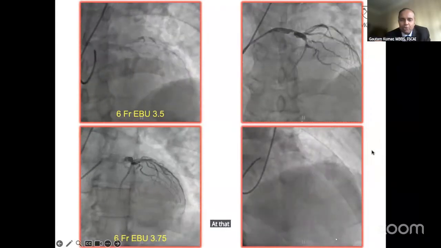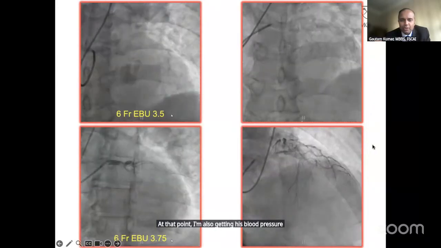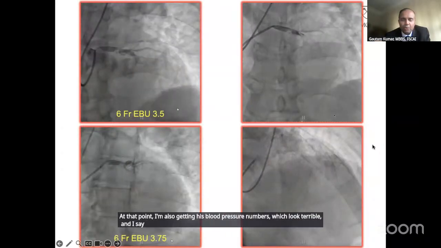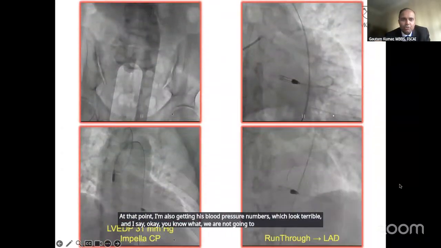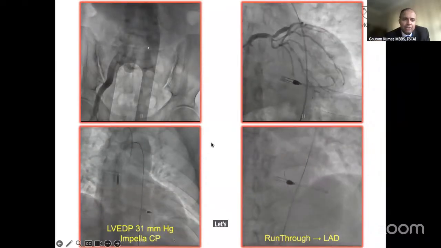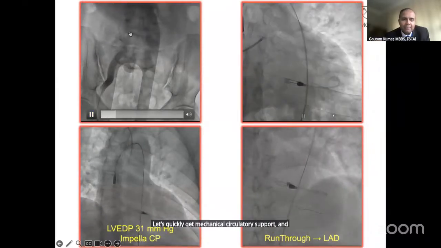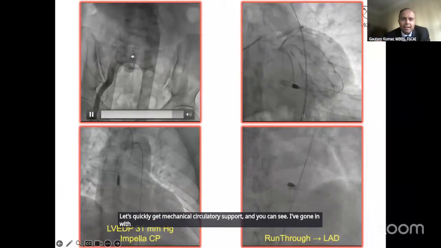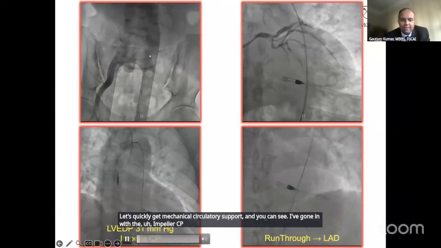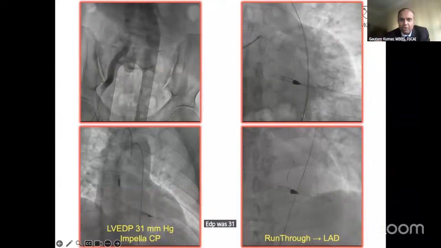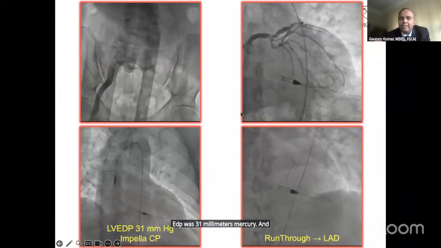At that point, I'm also getting his blood pressure numbers, which look terrible. And I say, okay, you know what? We are not going to be able to approach this. Let's quickly get mechanical circulatory support. And you can see I've gone in with the Impella CP that has been placed. EDP was 31 millimeters mercury. And this is the guide.